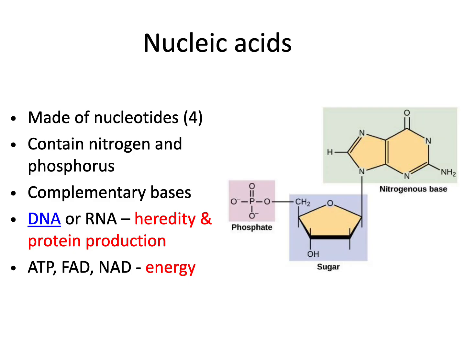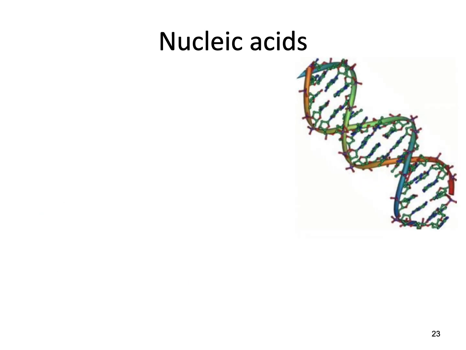And then lastly, the last big group of organic molecules are the nucleic acids. They are long polymers of nucleotides, and they contain lots of nitrogen and lots of phosphorus. There's two types of nucleic acids, DNA or RNA. DNA is the molecule of heredity. RNA is the molecule of protein production, and they all contain complementary nitrogenous bases that allows them to exchange information. There's some other nucleic acid-like molecules, ATP we'll talk about, NAD, but for the most part it's DNA and RNA.